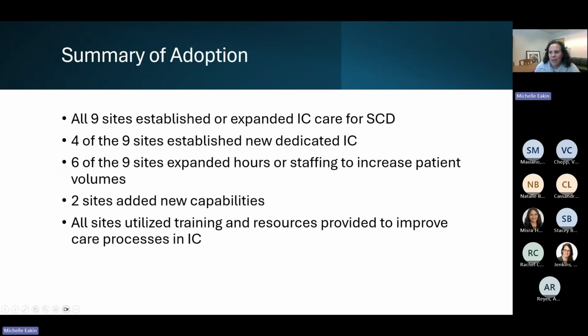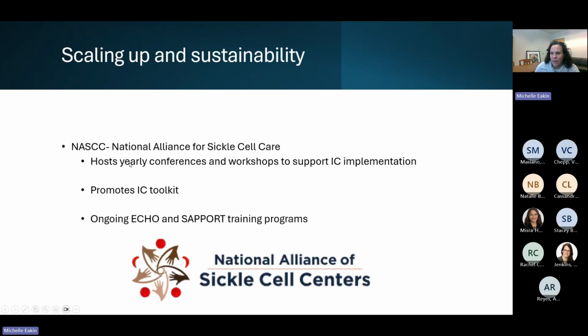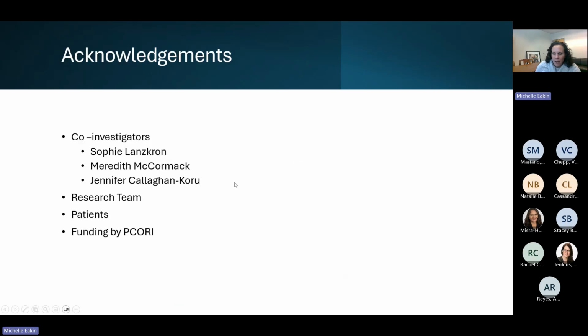We've had success. All 9 sites established or expanded their infusion center. 4 of the 9 had a new center, 6 of the 9 expanded their staffing, and 2 sites added new capabilities, and they all used the resources. And we're now working with the National Alliance for Sickle Cell Care to scale this up nationally, having yearly conferences. Our toolkit is now available for everyone nationally.